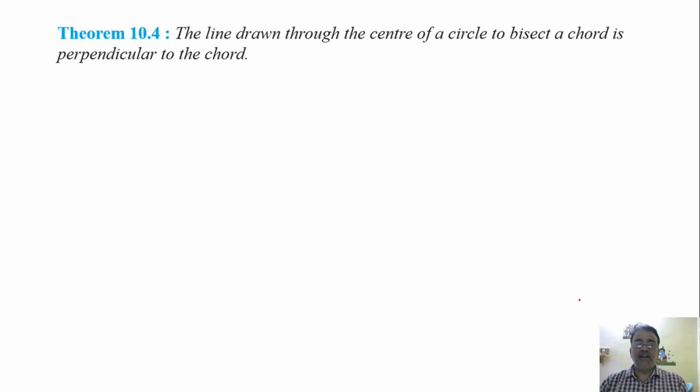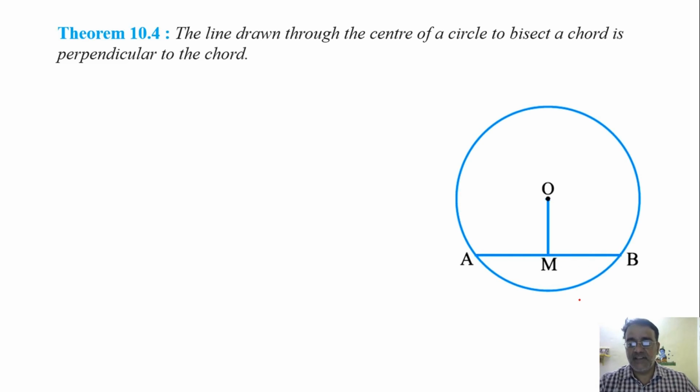So now the converse of theorem 10.4. The line drawn through the center of a circle to bisect a chord is perpendicular to the chord. This is the converse of 10.3. So see the diagram. Now M is the midpoint of AB and we are joining it with the center O. So what we have to show is that this angle is 90 degrees.